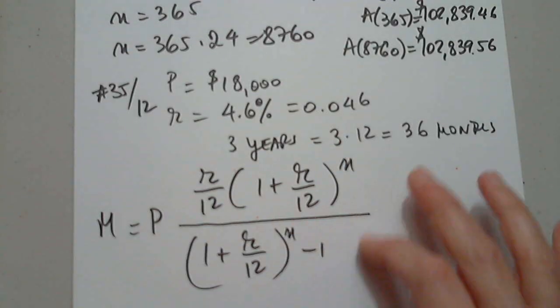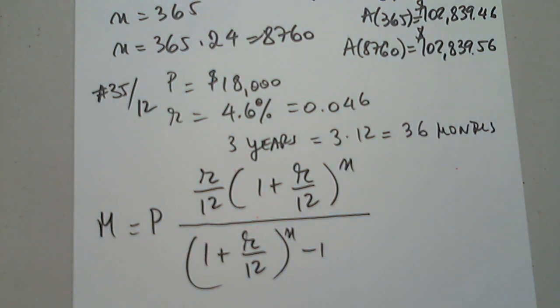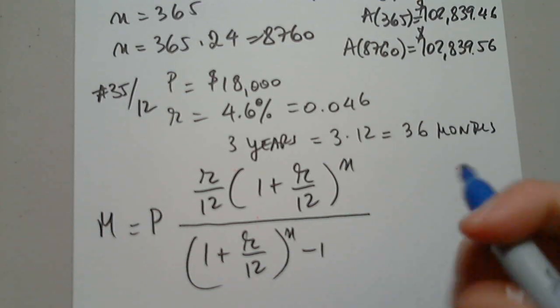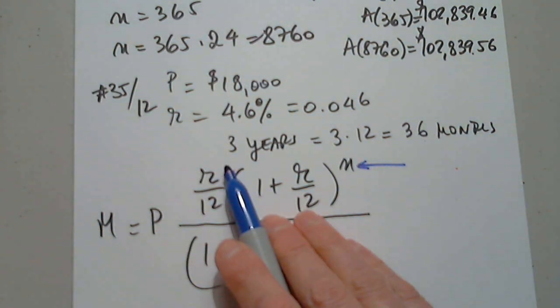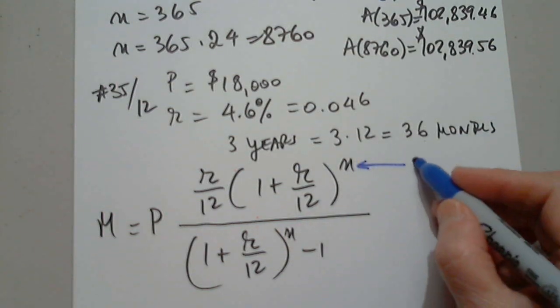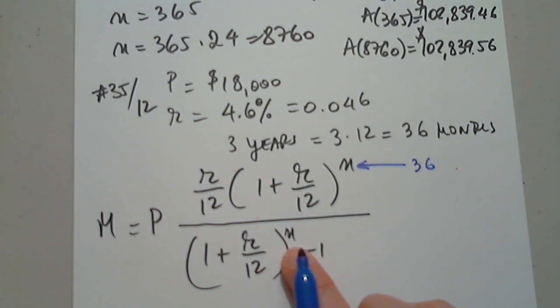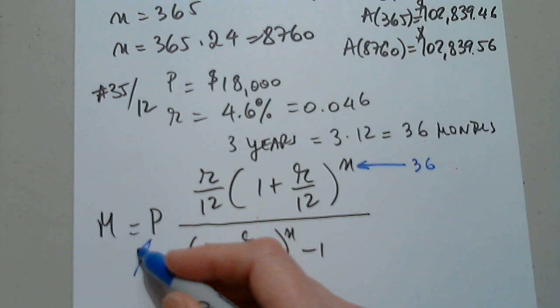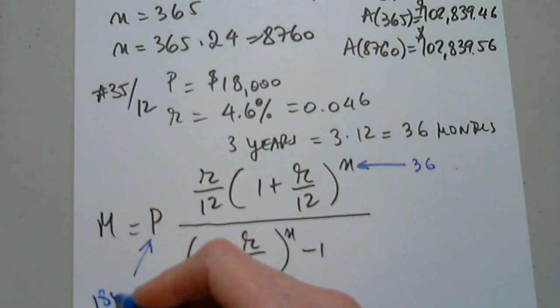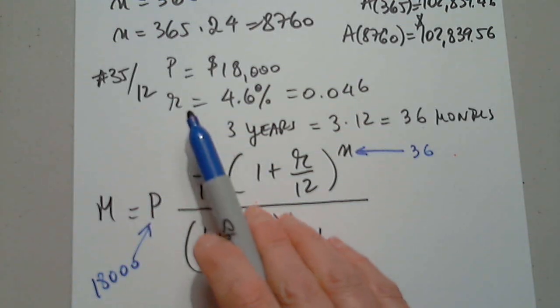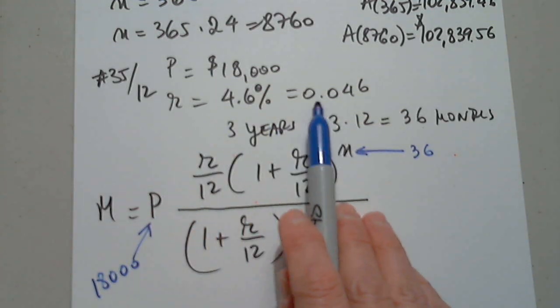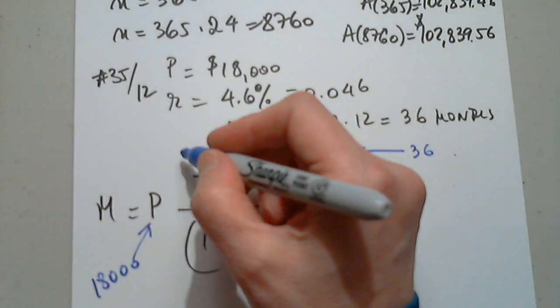So what am I entering in this formula? Here's what I'm entering. I'm entering n as being 36 because it's 3 years times 12. So this is 36 as well as here. I'm entering the principal as 18,000. And I'm entering R, which is the annual interest rate, as a decimal, as 0.046.